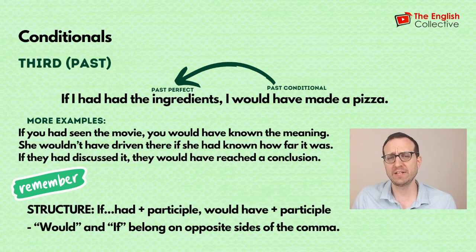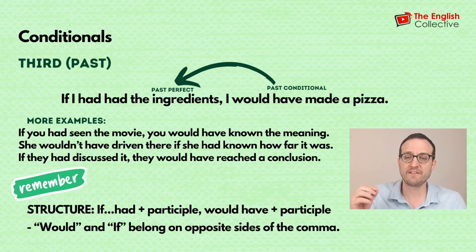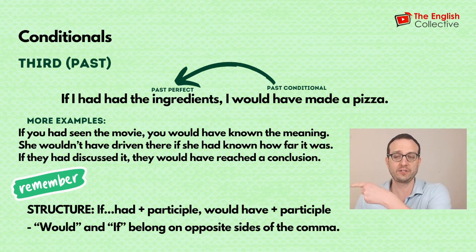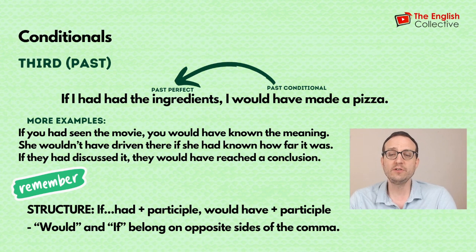Okay? Let's look at the third conditional. I call it the past conditional. Okay? If I had had the ingredients yesterday, if I had had the ingredients, I would have made a pizza. If you had seen the movie, you would have known the meaning, right? If, look at the structure, if subject had participle, que es la tercera conjugación, would have participle. If I had, or if you had seen the movie, you would have known the meaning.